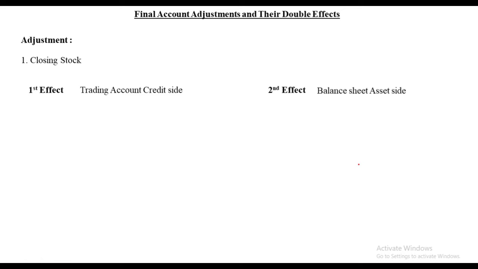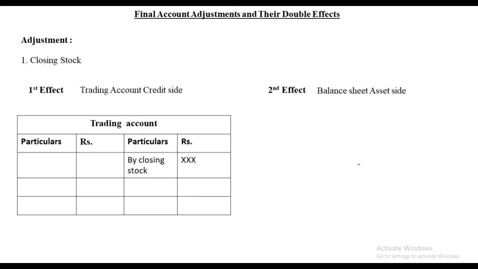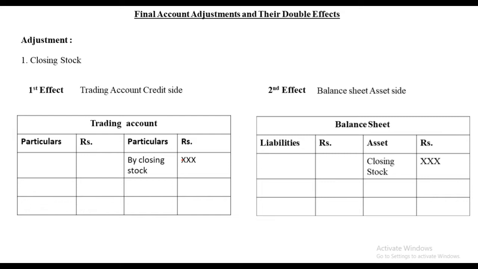Number 1. The very first adjustment is based on closing stock. Now, in each and every sum based on final accounts, closing stock will always have two effects. Number one, the first effect will be on the credit side of your trading account, and the second effect will be on the asset side of the balance sheet. For example, in your trading account, it will always be on the credit side, by closing stock, and in your balance sheet it will always be on the asset side as closing stock. That's your adjustment number one.